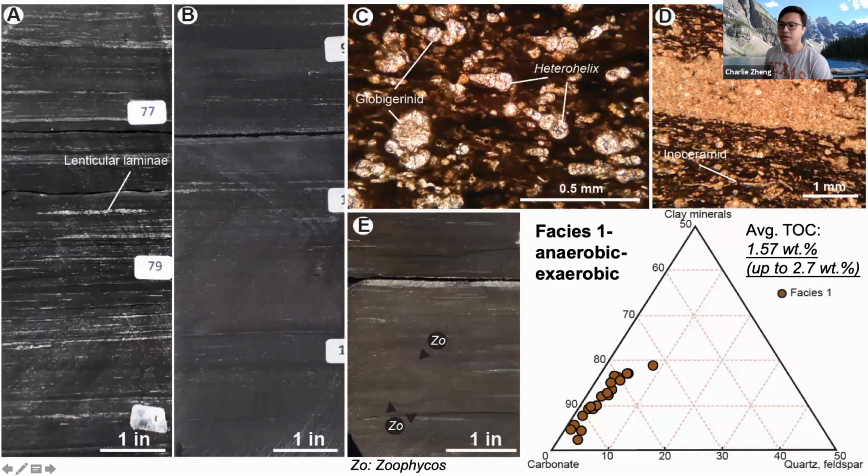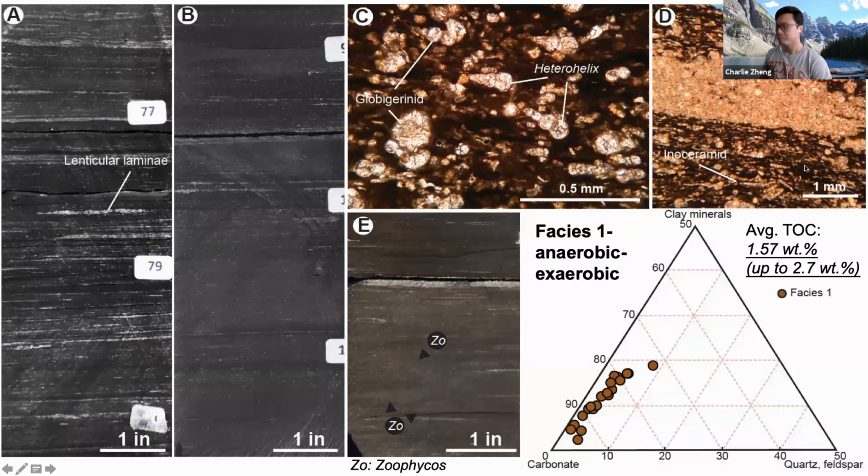So let's dig into these phases, how they look. Phase 1, the anaerobic to exaerobic phase, is composed of lenticular laminae, or laminated or paralaminated wackestone. These are essentially not bioturbated, except for some cases where Zoophycos comes from the overlying oxygenated interval, digging down. In the sediment, there are quite a bit of detrital grains, and they are composed mostly of planktonic foraminifera. They have globigerinids and heterohelicids, and also some echinoderm fragments.